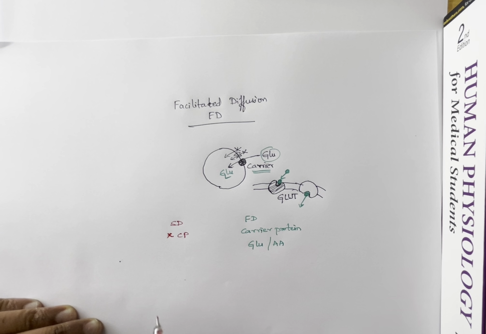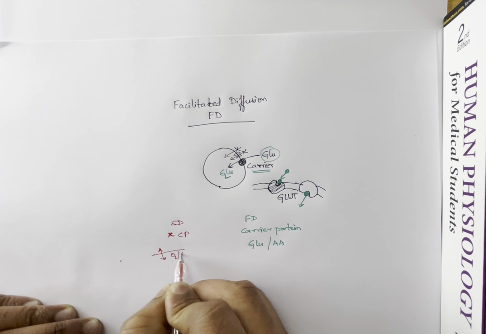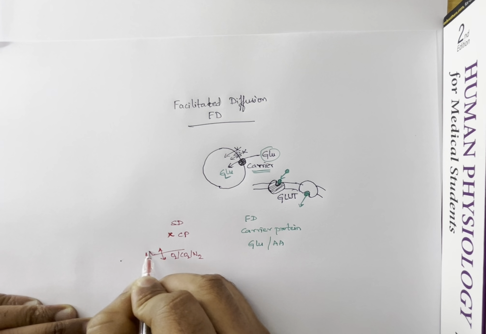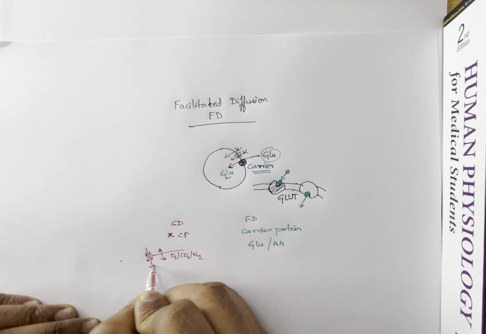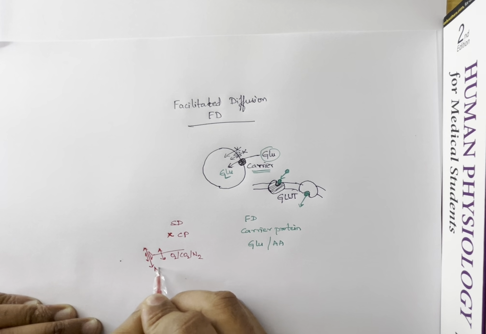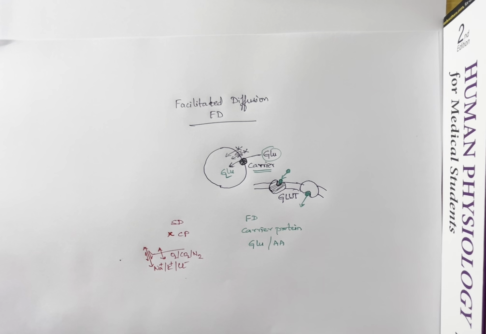Simple diffusion occurs across the lipid bilayer, such as transport of oxygen, carbon dioxide or nitrogen, and also through the pores of the ion channels, where substances like sodium, potassium or chloride move through the pores. All these ions entering through the pores of the ion channels are examples of simple diffusion. So in facilitated diffusion, the carrier proteins facilitate the diffusion process. In simple diffusion, there is no carrier involvement.